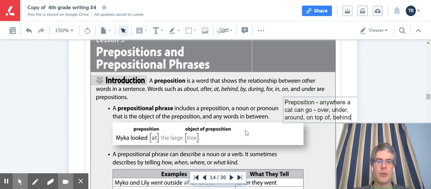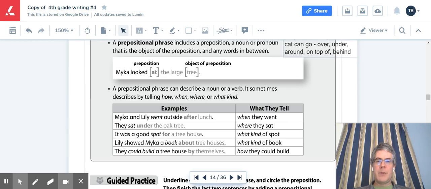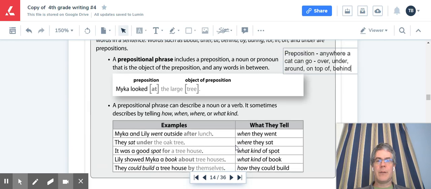Oftentimes prepositions show you where something is, but that's a little bit incomplete because prepositions show where, but they can show how, when, or what kind. So: they went outside after lunch. The preposition is after. They sat under the oak tree. That's showing you where. It was a good spot for a tree house. So what kind of spot? Lila showed Micah a book about tree houses. So about, another what kind. And then they could build a tree house by themselves, how they could build it.